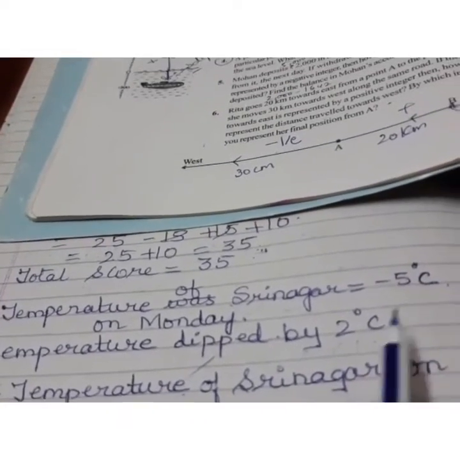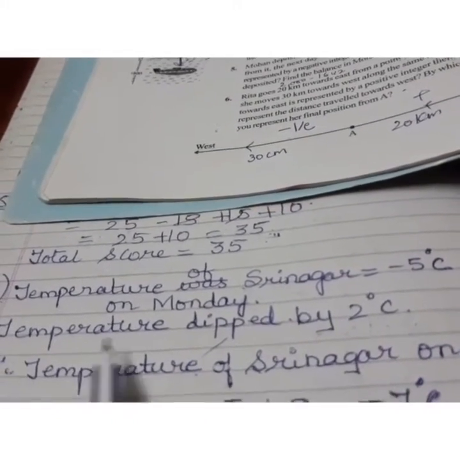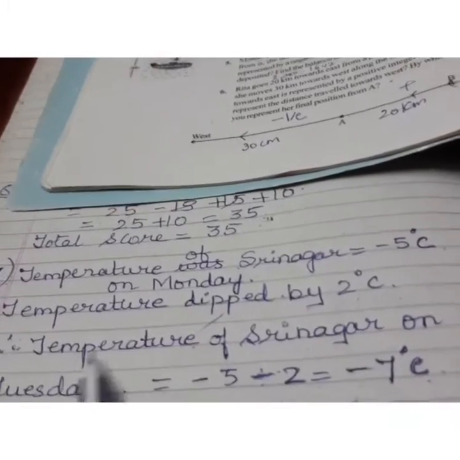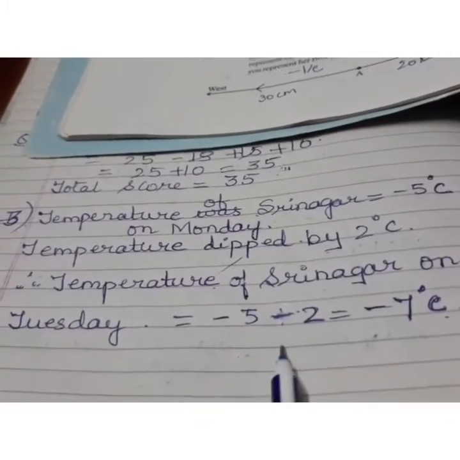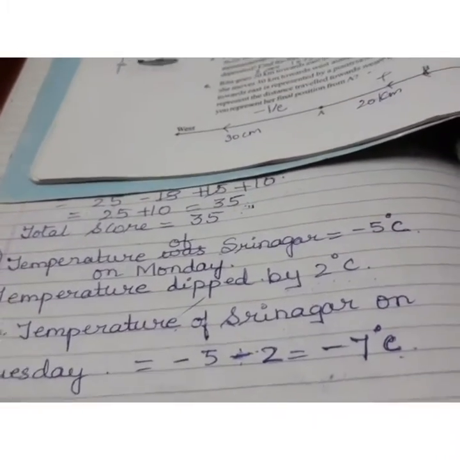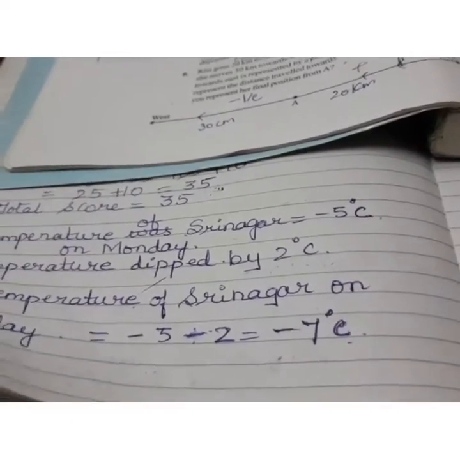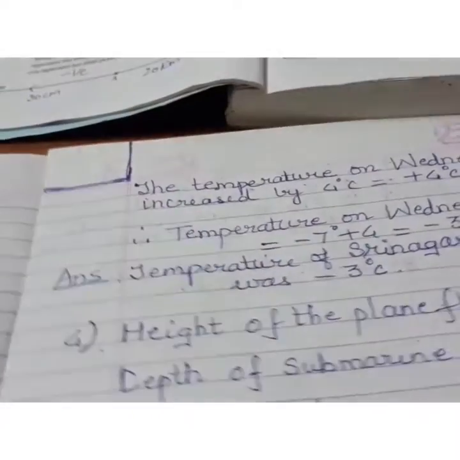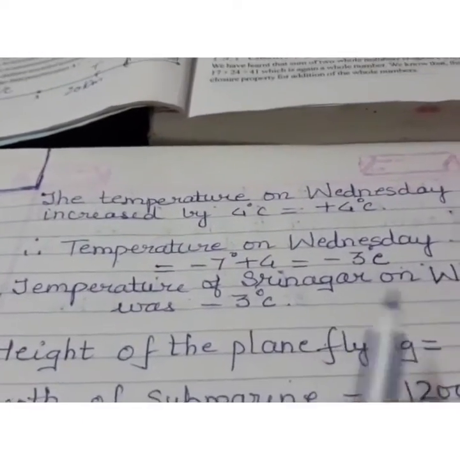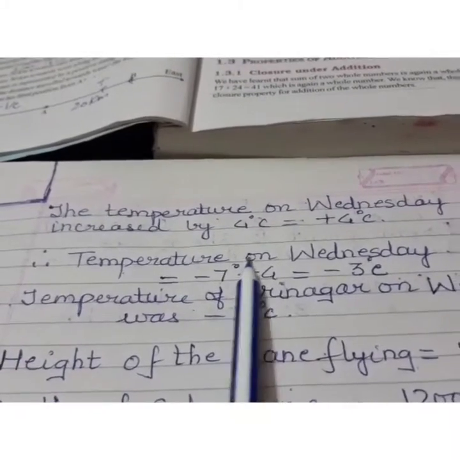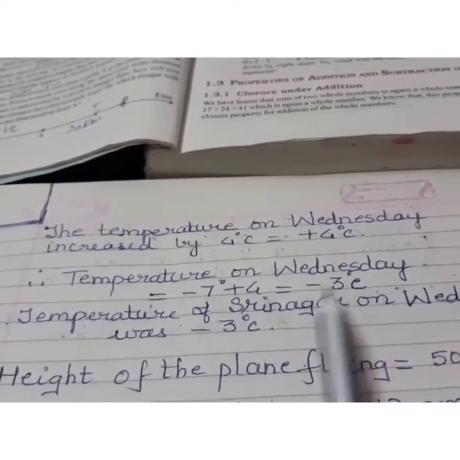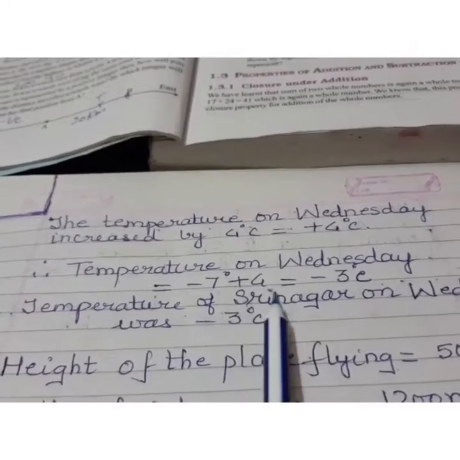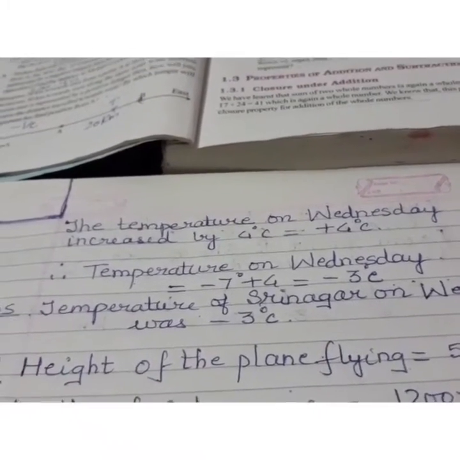Temperature of Srinagar on Monday was minus 5. Temperature dipped by 2 degrees. So the temperature of Srinagar on Tuesday was minus 5 minus 2, that is minus 7 degrees centigrade. Now it rose by 4 degrees centigrade on Wednesday. So the temperature on Wednesday increased by 4 degrees. So plus 4 degrees हो गया. So temperature on Wednesday was minus 7 plus 4 degrees, that is minus 3 degrees centigrade.